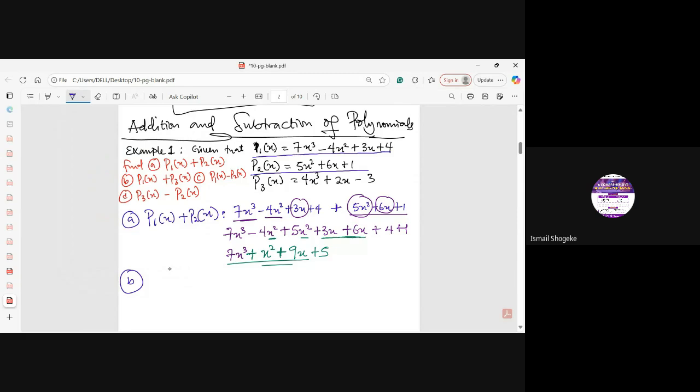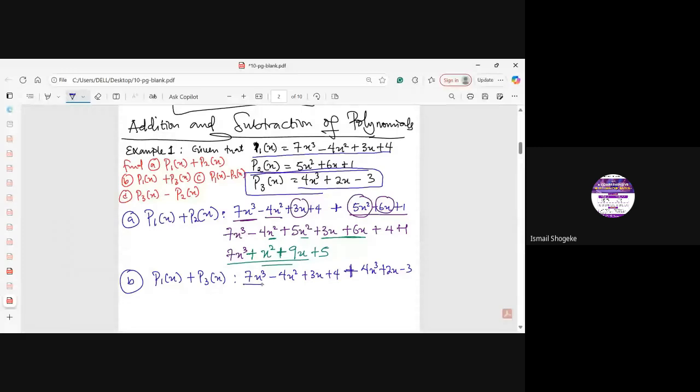So we have B. It says to do P1 of X plus P3 of X. What is P1 of X? Again, 7X cubed minus 4X squared plus 3X plus 4. What is P3 of X? This guy here, P3. So you just pick the number, plus 4X cubed plus 2X minus 3.